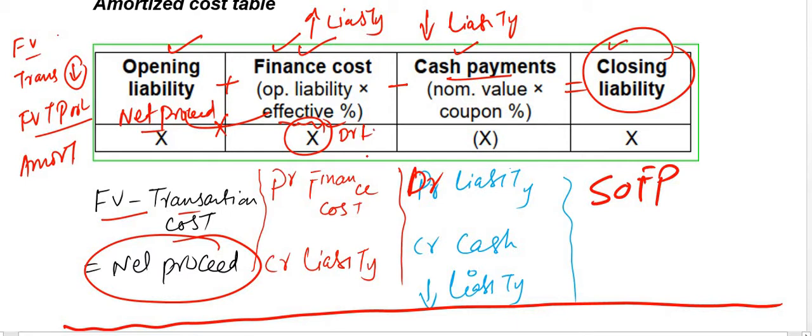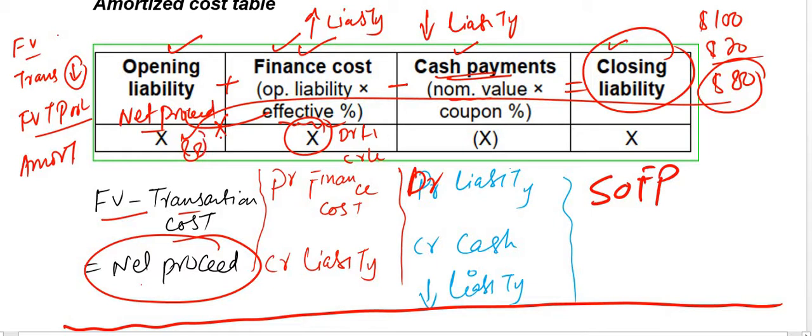An increase in liability is a credit, and an increase in expense is a debit. Clear? Now you have to pay some cash, so you will use the nominal value, which means the gross amount. Here for finance cost we use the net amount, but for cash payment we use the gross amount. Let's say $100 is the nominal value and $20 is the transaction cost, so we get a net proceeds of $80. This $80 is used here, but here we use $100, the nominal value, and the coupon rate will already be given. Let's say it is a 5% coupon rate, so you multiply it with this amount. This will not change throughout, but the effective interest finance cost will change, because it depends on the closing liability.